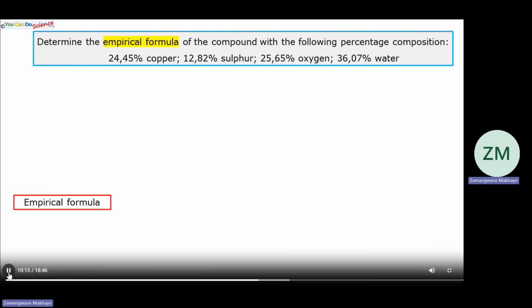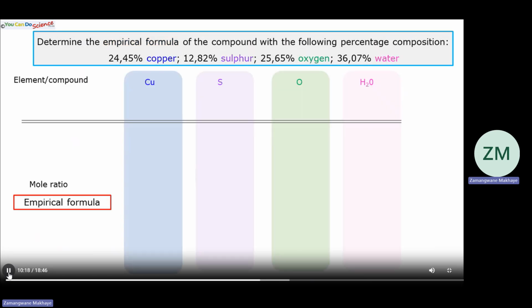Empirical formula. For that you need the simplest mole ratio. The elements present are copper, sulfur and oxygen, as well as the compound water. Because the percentages are given, it means that 100 gram of the compound contains 24.45 gram copper, 12.82 gram sulfur, 25.65 gram oxygen, and 36.07 gram water.